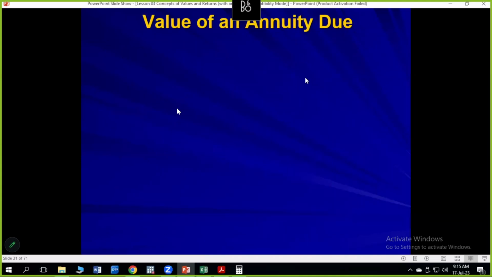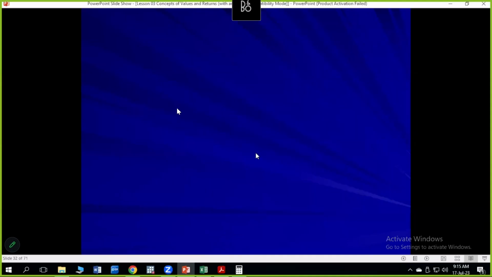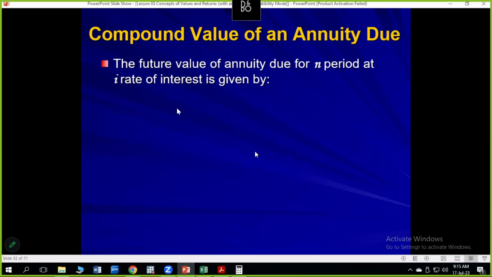This is the value of an annuity due. This is not for you. It would be taught in advance.